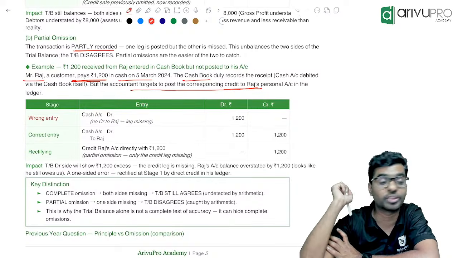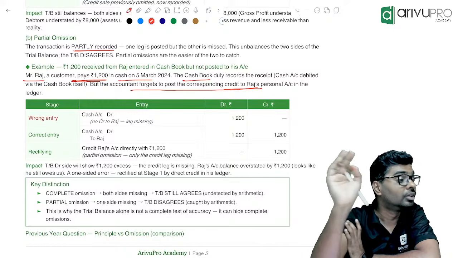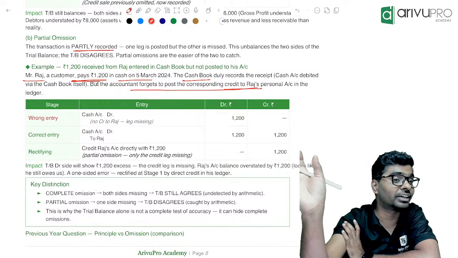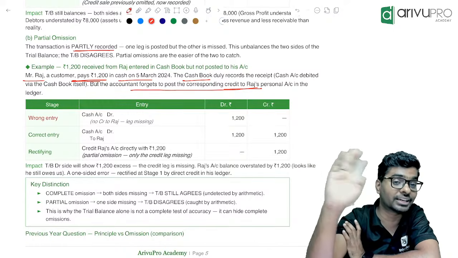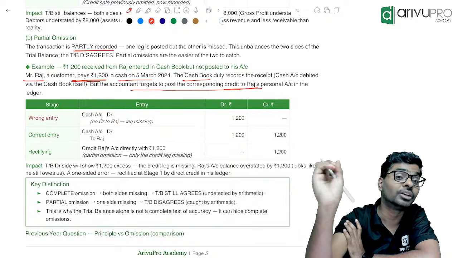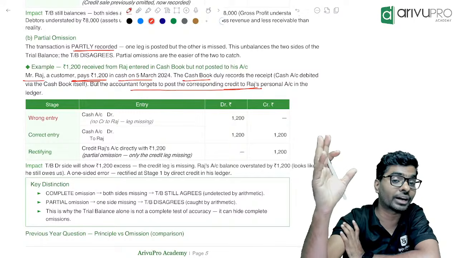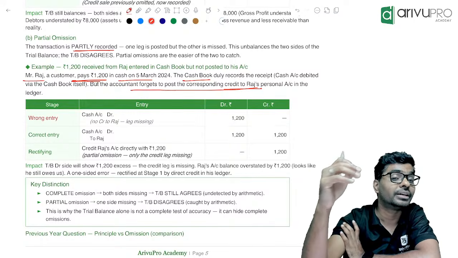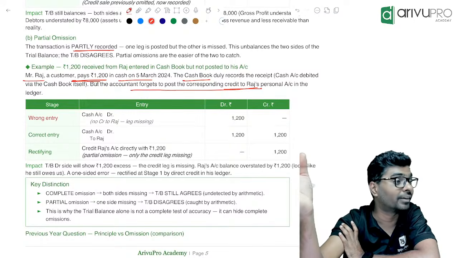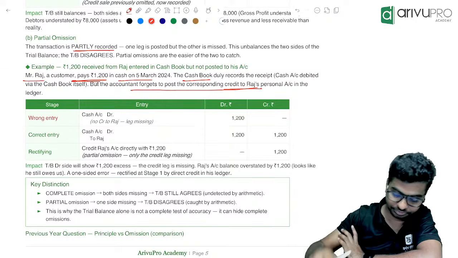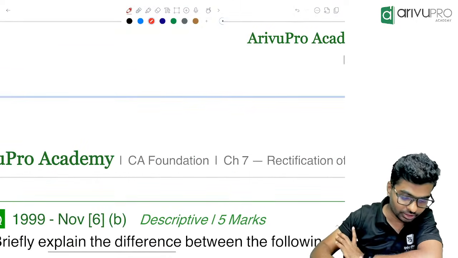In the cash book, you have written at what? On the receipt side, you have written it as to cash. In the cash book, you have written it as what? To Raj. Whereas you forgot to write where? In Raj's book as what? By cash. Listen to it.